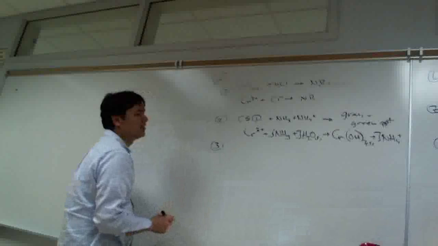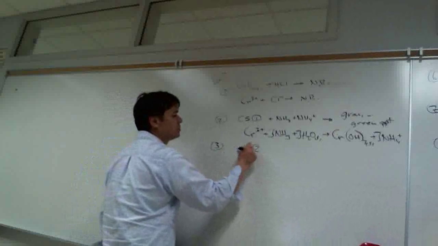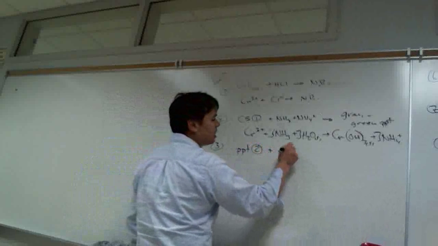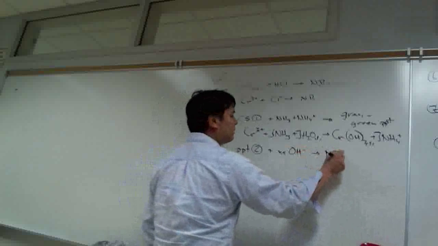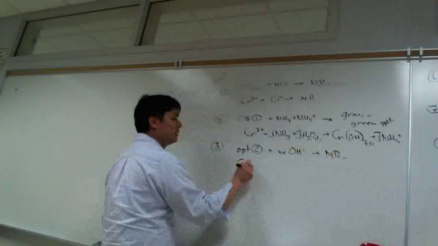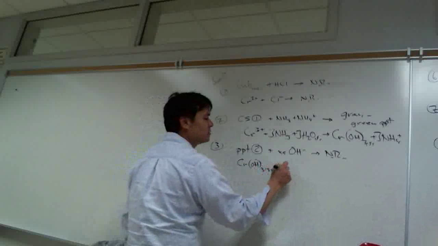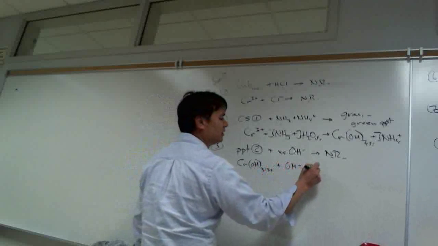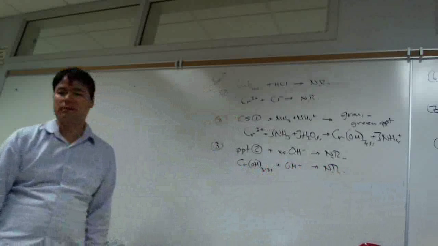Okay, in the next step, we're going to add excess hydroxide to this. And so we take the precipitate from step 2 plus excess hydroxide, and what do we get? NR. And so here, chromium 3 hydroxide, unlike aluminum, it doesn't pick up another hydroxyl ligand. It doesn't want it. Aluminum does.